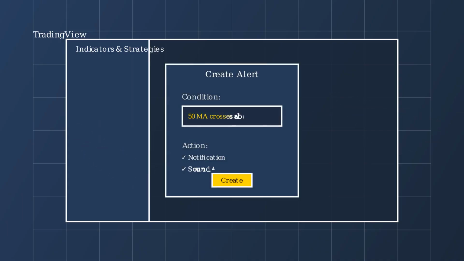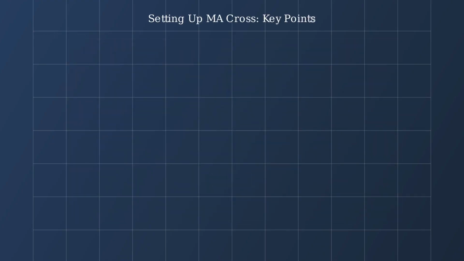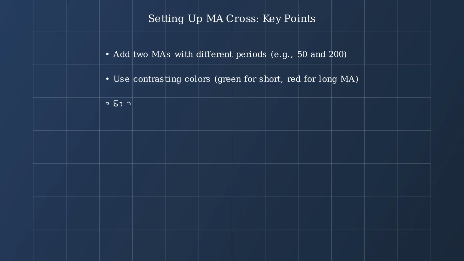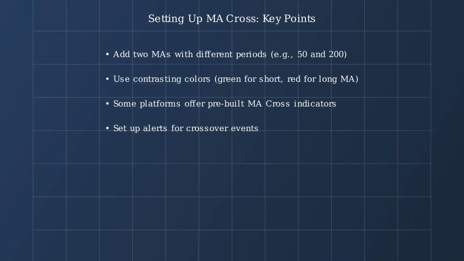Many platforms also allow you to set up alerts for when the moving averages cross. This way, you'll be notified of potential trading opportunities. To summarize, setting up an MA cross indicator involves adding two moving averages with different periods, using contrasting colors, and optionally setting up alerts for crossover events.